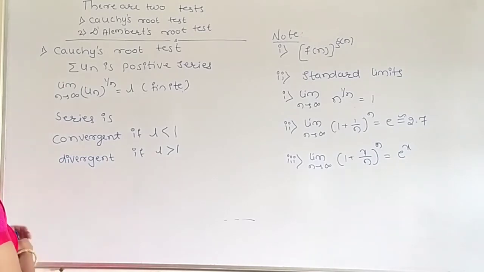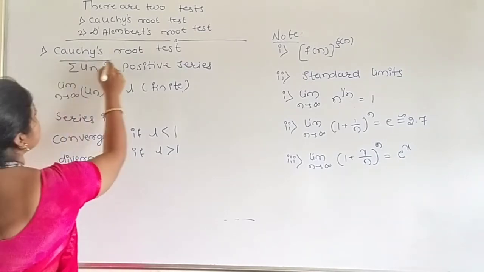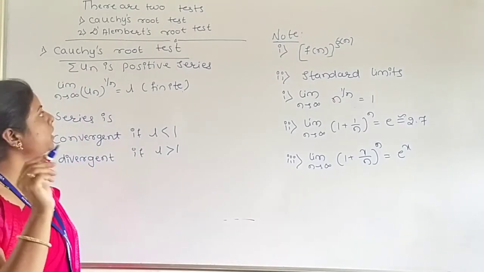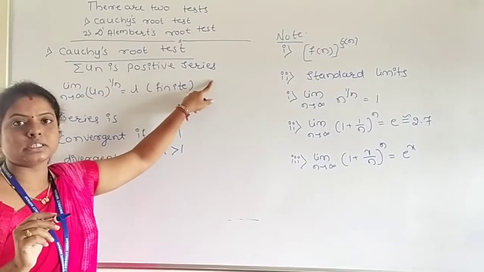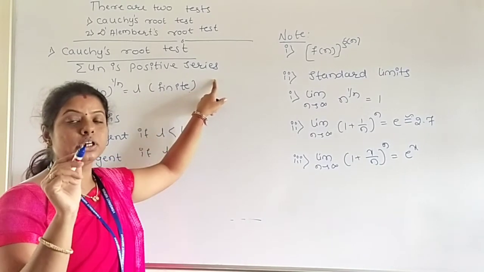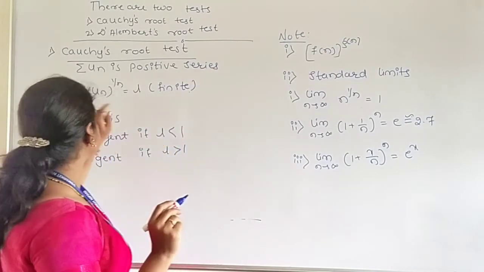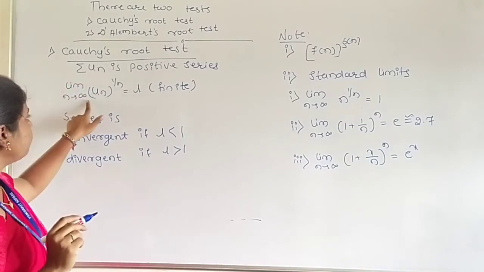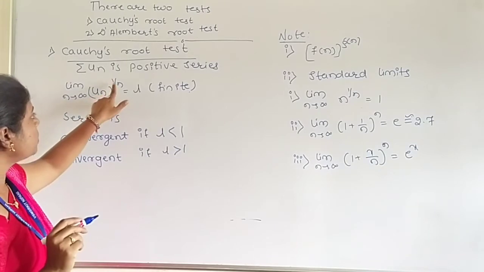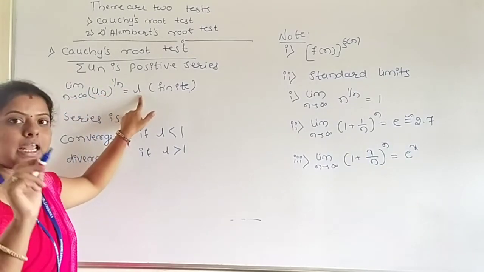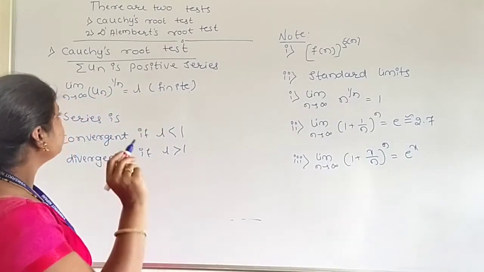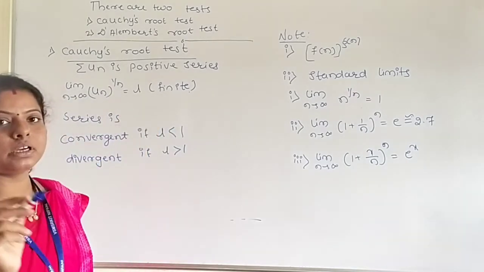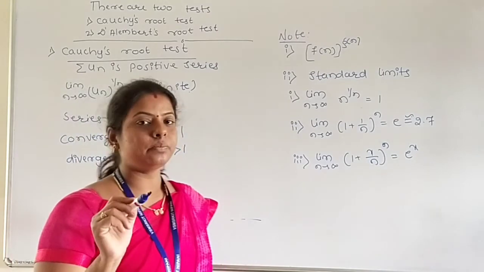The Cauchy's root test means the sum of un terms. As I already told, the sum of un is a positive series: u1, u2, u3 are all positive. For this, we apply the limit as n tends to infinity of un to the power 1 by n is equal to L. L must be finite. If it is finite, then we can recognize whether the series is convergent, divergent or not.